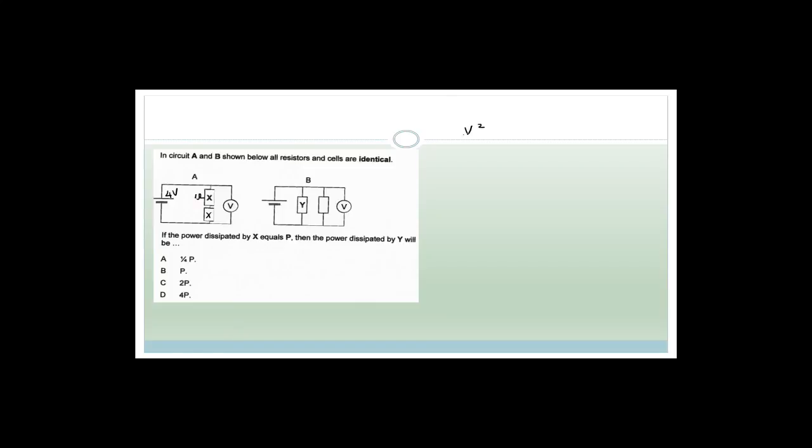We can use V squared over R, because it's easier. Do you agree that that's the power? So this is going to be 4 squared over 2. Why? Because total resistance is going to be 2 and the voltage is 4 squared. So 4 squared is 16, over 2, which is 8. So the power that would be going through just by x is 8. Whereas over here, what is happening?